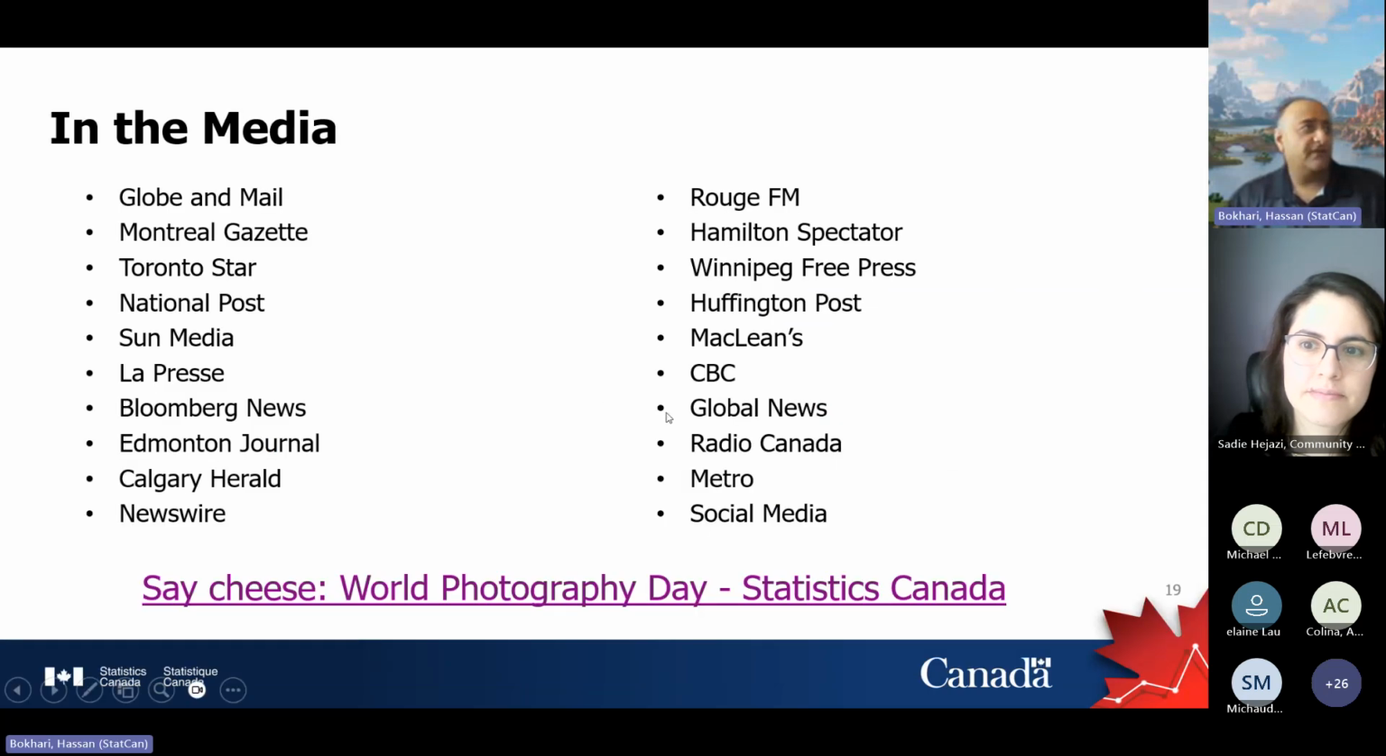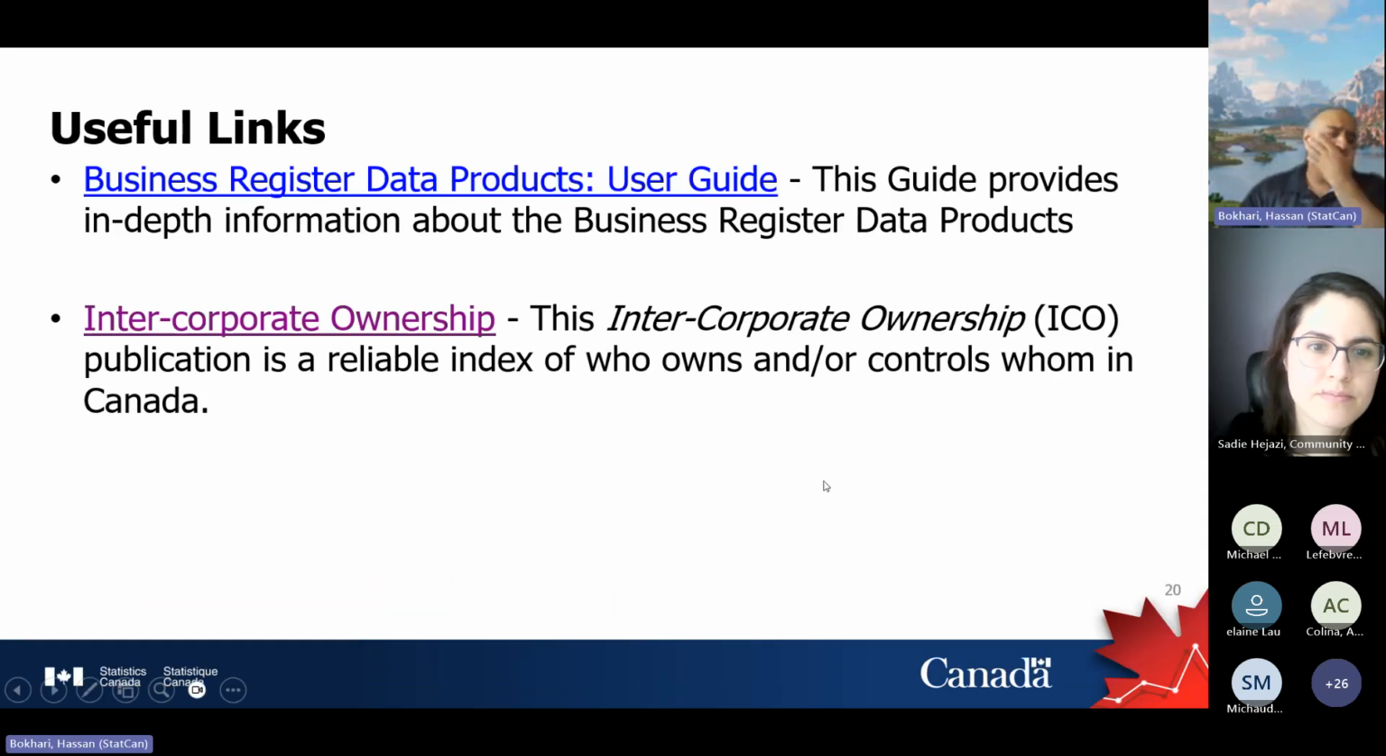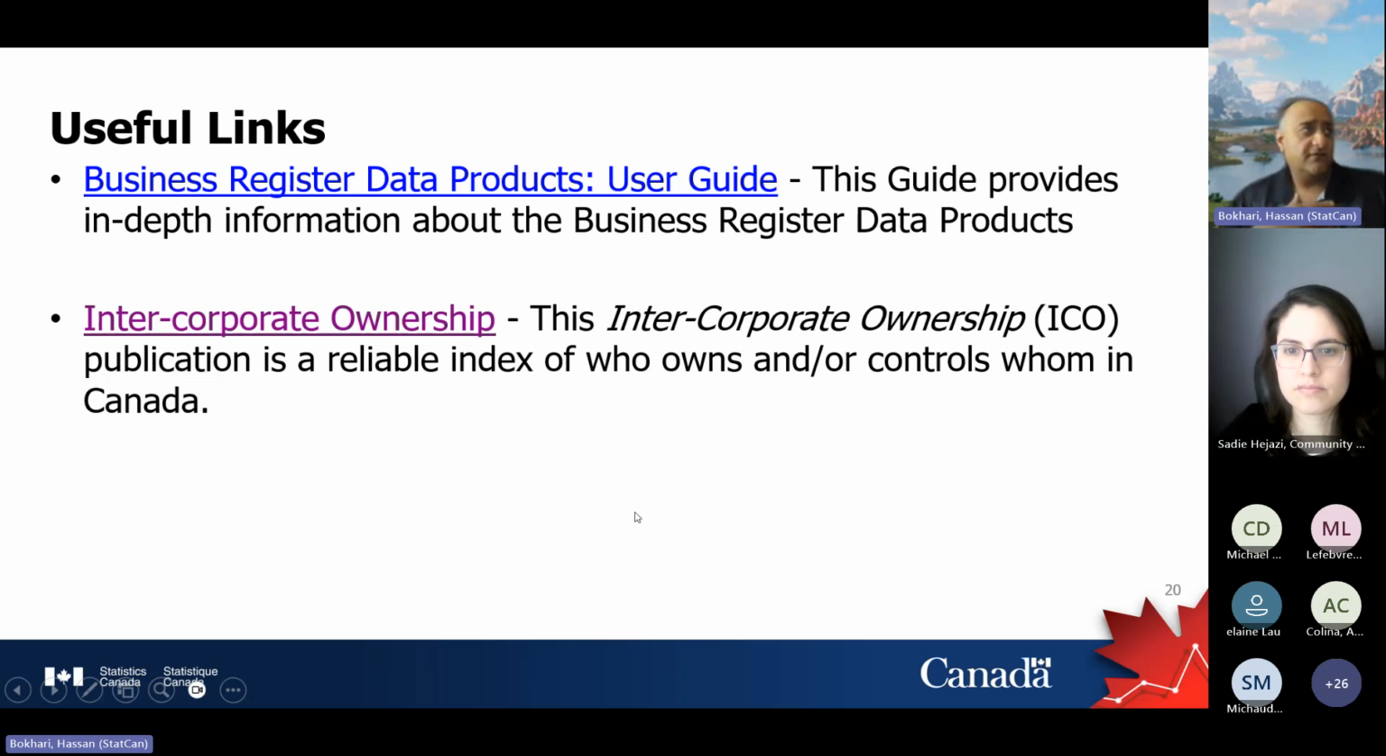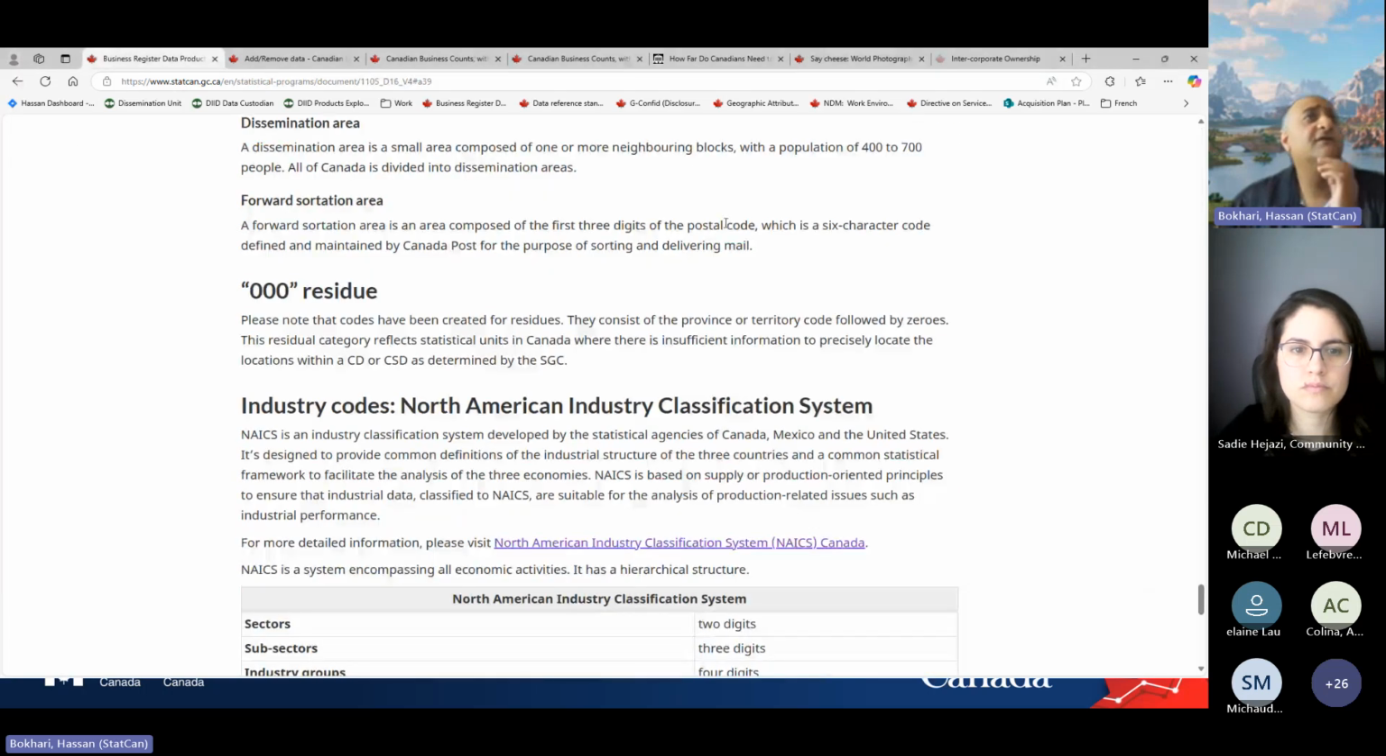All right, and then the next one is, so we also include some useful links. So the Business Register Data Product User Guide, that's been the core website that I've been going back to, giving you all that information and just going over the explanation of it. And I think there's another really good one, intercorporate ownership. It's not actually done by our program. However, we do have another division within StatCan, and I think it's really worth noting, and it's a very useful website.